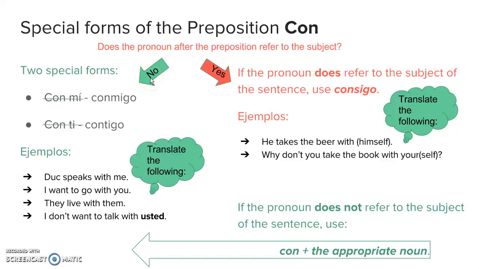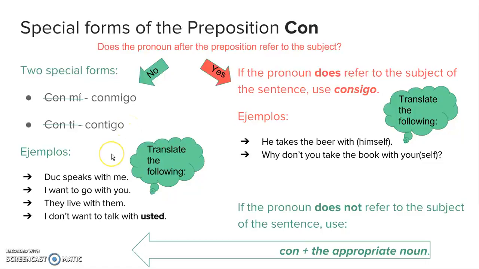Usually, no, but there are some times where this will be the case. So let's look at the no case. In Spanish, we have two special forms with con. We do not say con mi, we do not say con ti. We would say conmigo y contigo. With me, with you. Okay?